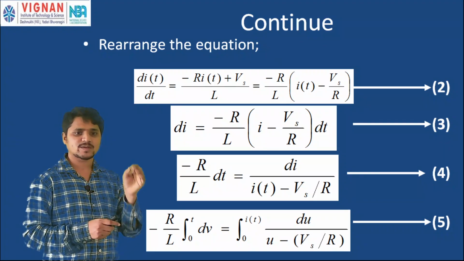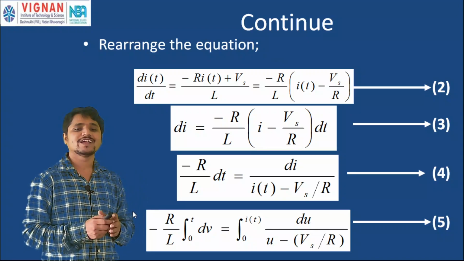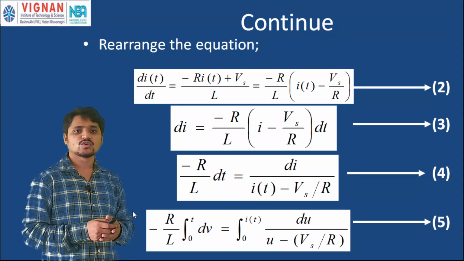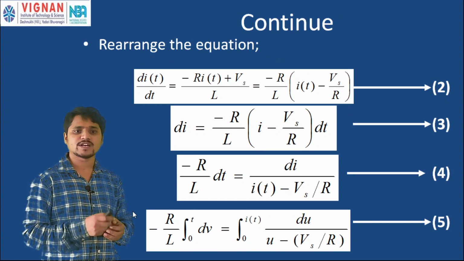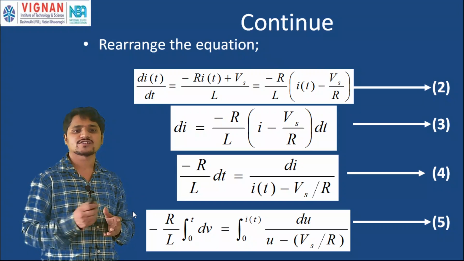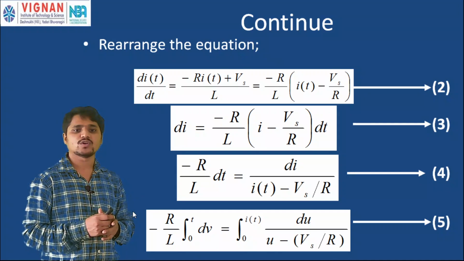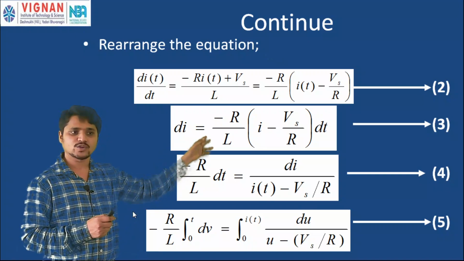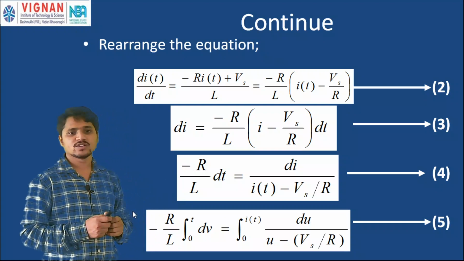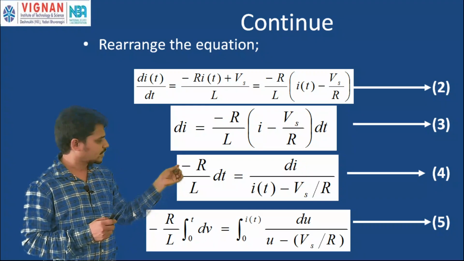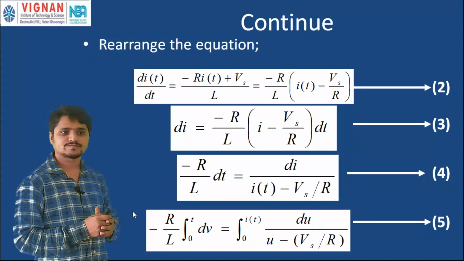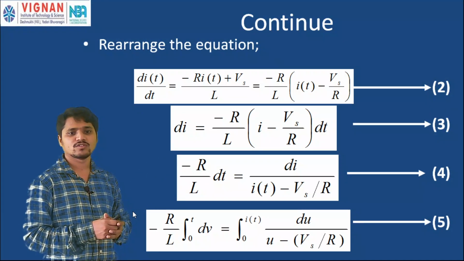Now we want to find the step response, meaning we want to find the current in the circuit. To find this current, keep di on the LHS side only. Now bring dt to the RHS side. Therefore you will get di by (i minus Vs by R) equal to minus R by L into dt. So this is equation number 4.